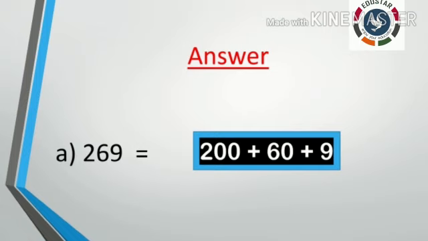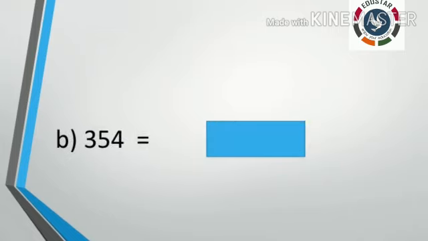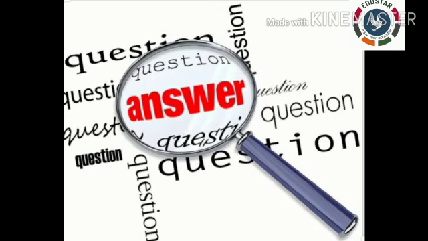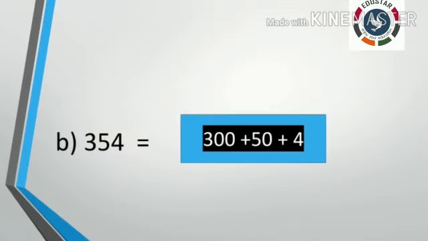Shall we move on to the next one? Question B. The question is 354. How will we expand this, students? Just think. The answer is 300 plus 50 plus 4. 300 plus 50 plus 4. Okay, fine. Shall we move on to the next question?